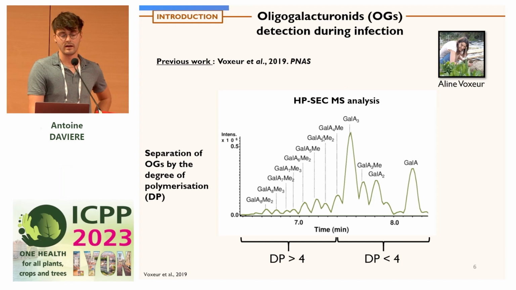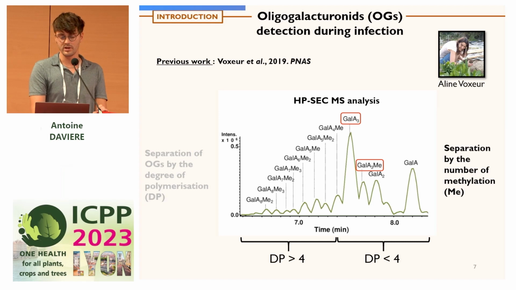In a previous work with my team, Aline Voxer set up a technique to detect oligogalacturonides during infection by high precision size exclusion chromatography coupled with mass spectrometry. This technique enables the separation of OGs by degree of polymerization. As you can see here, large OGs have shorter retention times than short OGs. It also enables the separation by the number of methylations. Here you can see that GalA3 has a shorter retention time than its methylated form.